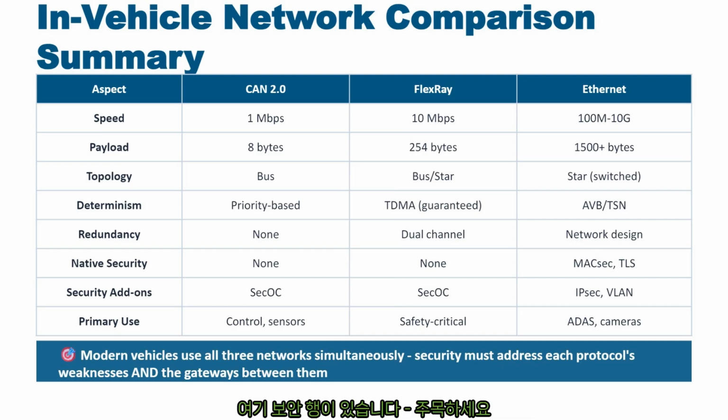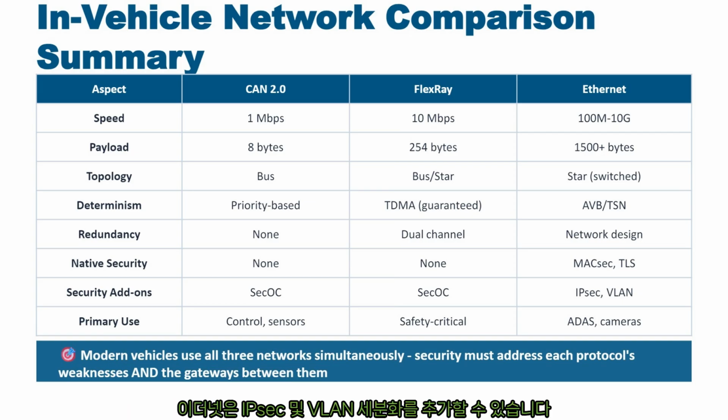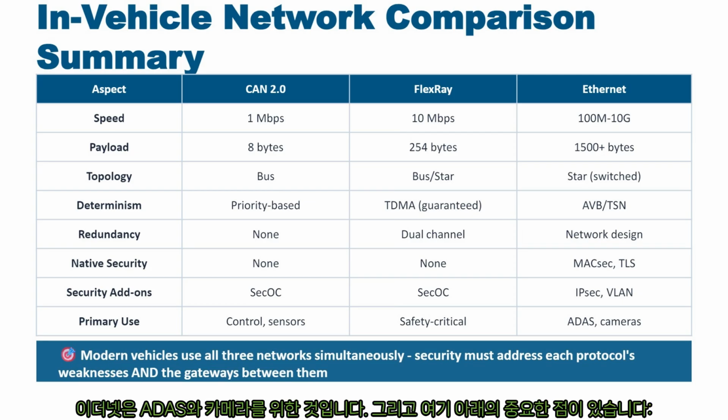Here's the security row. Pay attention. CAN and FlexRay have no native security. Ethernet has MACsec and TLS built in. For security add-ons, CAN and FlexRay can use SecOC. Ethernet can add IPsec and VLAN segmentation. Primary use cases, CAN is for control and sensors. FlexRay is for safety-critical systems. Ethernet is for ADAS and cameras.